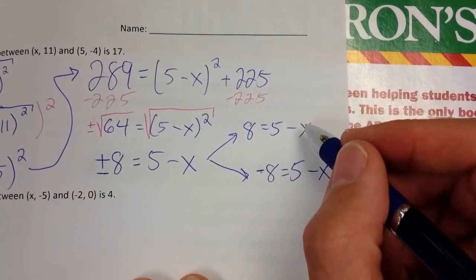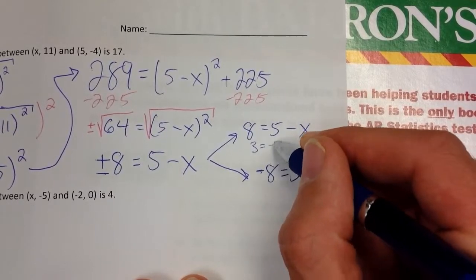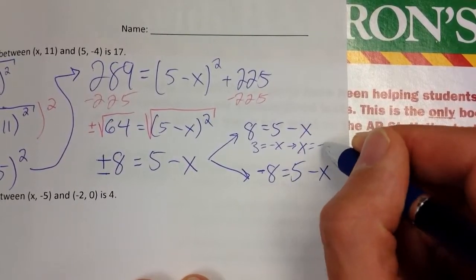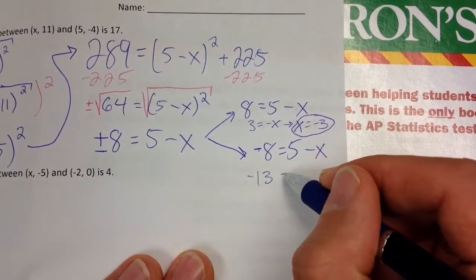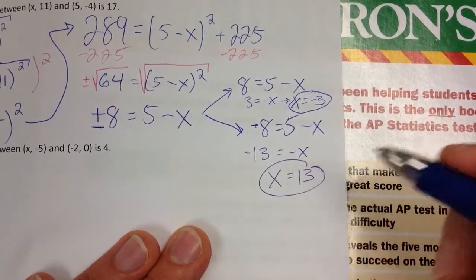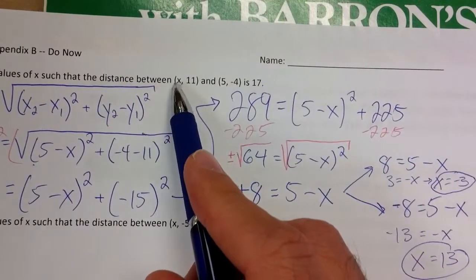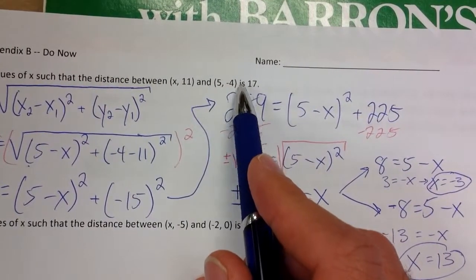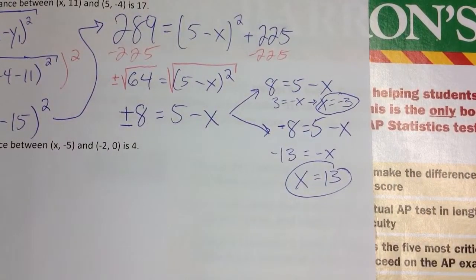So when you solve this, you get 3 equals negative x, or x equals negative 3, and negative 13 equals negative x, or x equals positive 13. So those are the two values of x, such that this point will be exactly 17 units away from this point. And you could prove that by plotting them on graph paper. Any questions on the first one? Great.